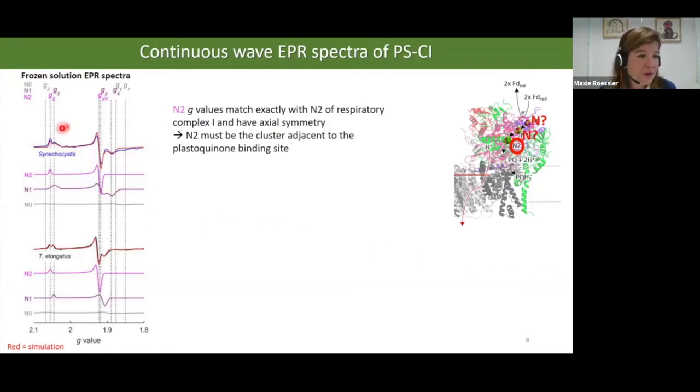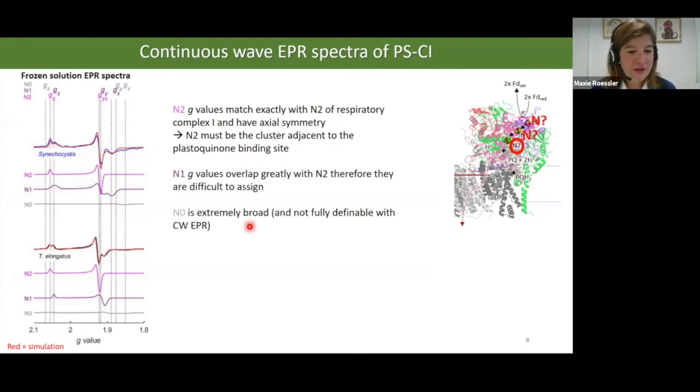So by looking at the continuous wave spectra, we saw that we had 3 overlapping iron sulfur cluster spectra. For now, you somewhat have to take my word for N0 really being there, because from the continuous wave EPR alone, there's absolutely no way that we could be certain about that. The confidence really came from the subsequent pulse EPR measurements. But what we could say right away is that N2 here matches very well with the respiratory homologue in terms of its G values. Therefore, we were quite confident to assign this N2 signature to the cluster that's adjacent to the plastoquinone binding site here.